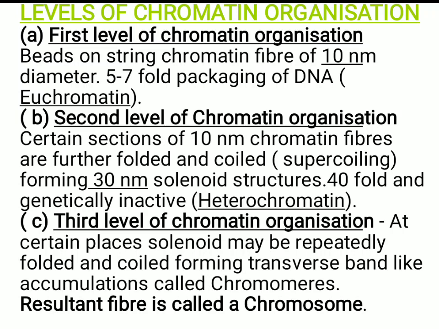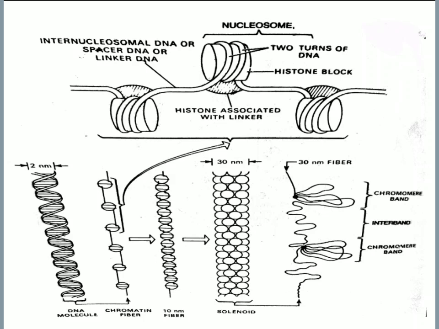So the first level of chromatin organization: as we know, nucleosomes are separated from each other by short unwound segments of DNA helix called linkers or spacers. In this level, twisting of linkers causes a close stacking of nucleosomes upon each other, creating a beads-on-a-string chromatin fiber of 10 nanometer diameter. This process involves 7-fold packaging of the DNA helix.